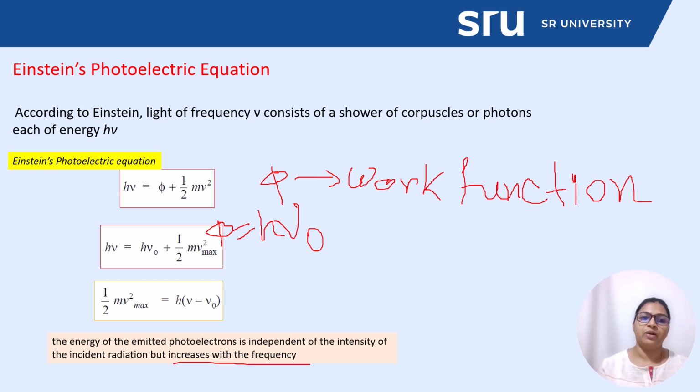So basically we can define from here that the work function of the metal may be defined as that energy which is just sufficient to liberate an electron from the metal surface with zero velocity. And this equation suggests to us that the energy of the emitted photoelectron is independent of the intensity of the incident radiation, but increases with the frequency. So basically, the Einstein equation relates four parameters: energy, Planck's constant, frequency, and threshold frequency phi.